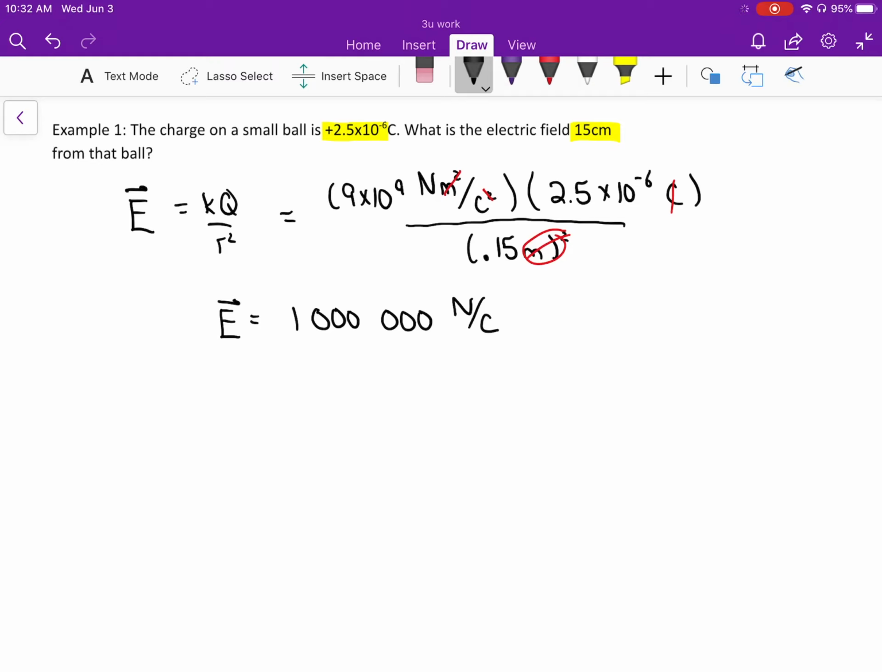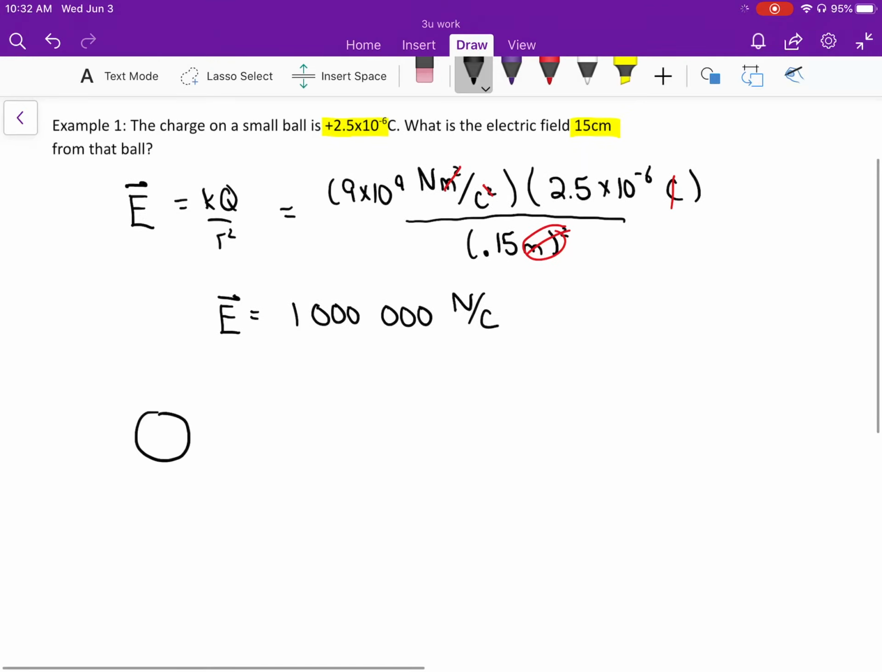The last step is, because it's a vector, I need to think about the direction. It says that it's a small ball and that it's positive. For electric field, we always imagine what the charge would do to another positive. If we put a positive near this thing, it would be repelled away. So the electric field has the value of 1 million, the units of newtons per coulomb, and it's away from the charge since this particular charge happened to be positive.